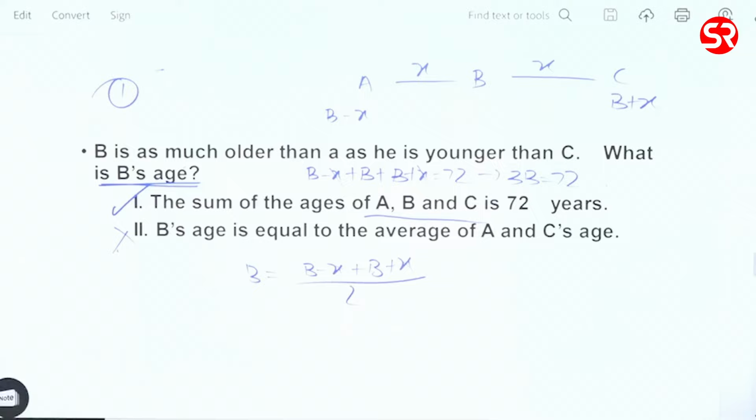I need to have a numerical answer. What is the value of B? B can be anything here.